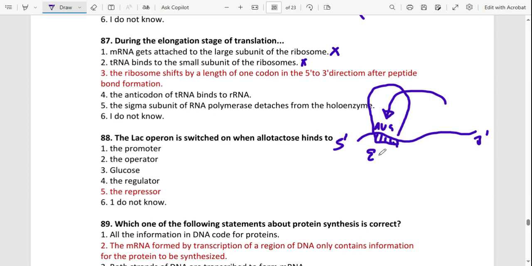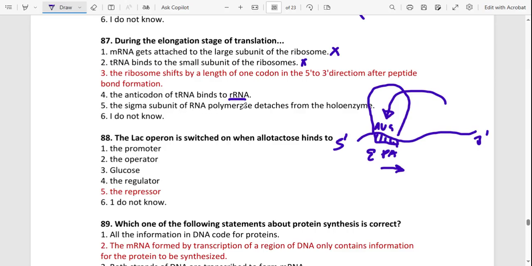You have got what we call the E site, the P site, and the A site. The first tRNA that comes always goes in the P site. The rest of the tRNAs carrying an amino acid will be coming in the A site. Once you form a bond between the amino acid in the A site and the one in the P site, you shift this complex in this direction by one codon. One codon is three nucleotides. And the codon of tRNA binds to mRNA, not rRNA.